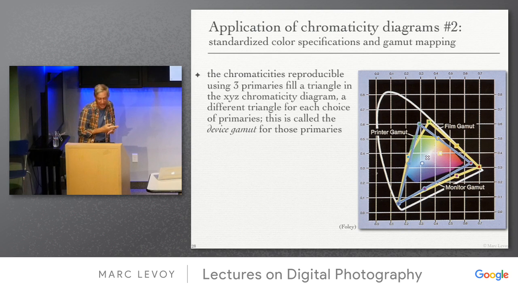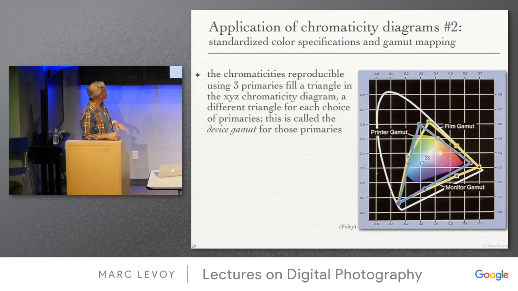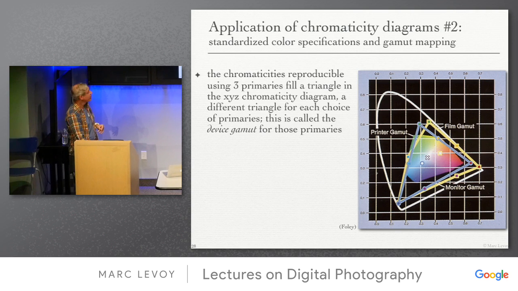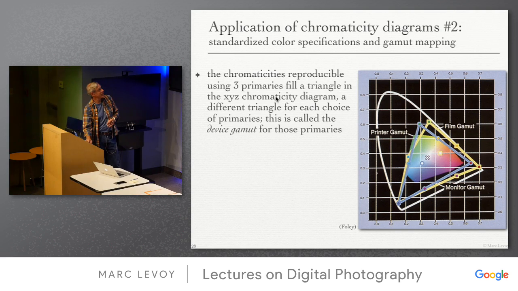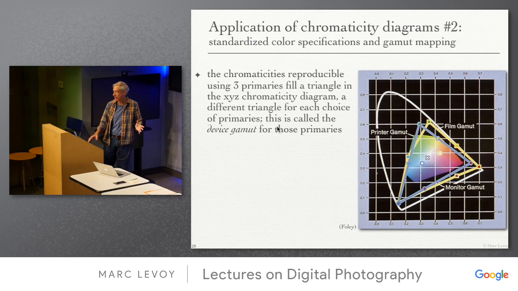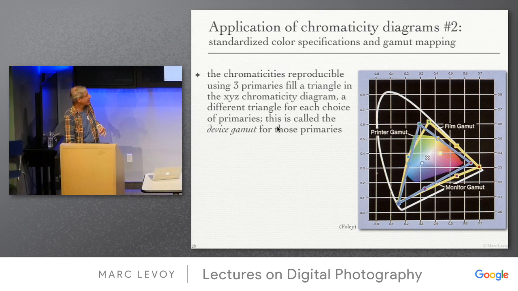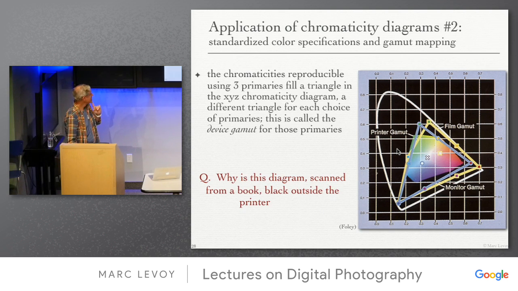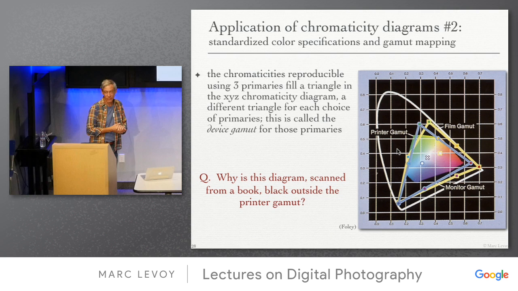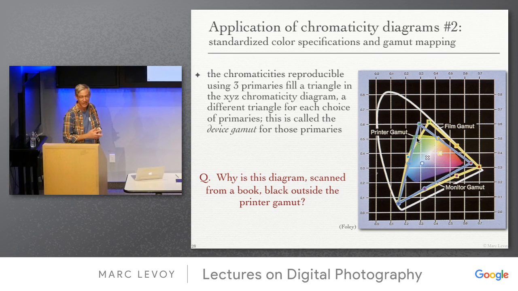Color standards and gamut mapping. Okay, so the chromaticities fill a triangle in the XYZ diagram, a different triangle for each choice of primaries. This is called the device gamut, what that particular reproduction device can do. And here are a number of gamuts here. So why is this diagram, which I scanned from a book, black outside of this one gamut called the printer gamut?